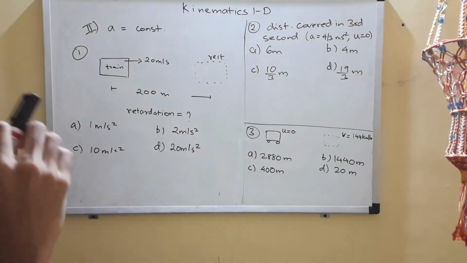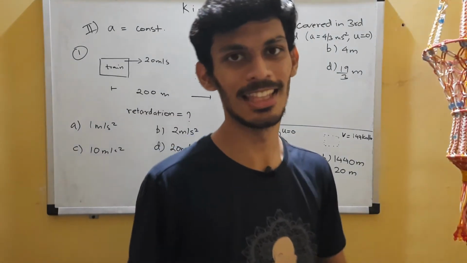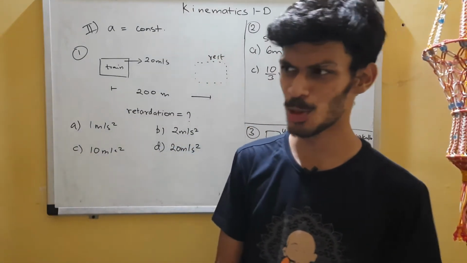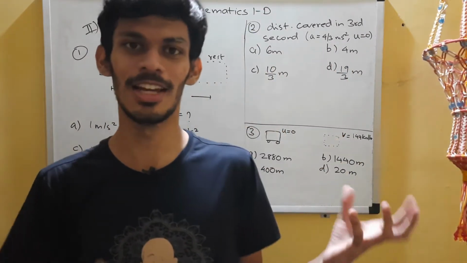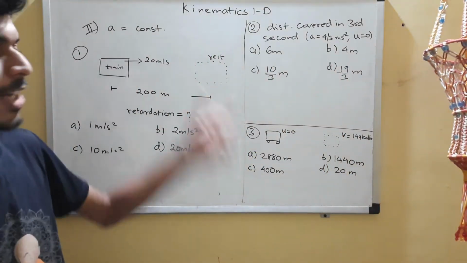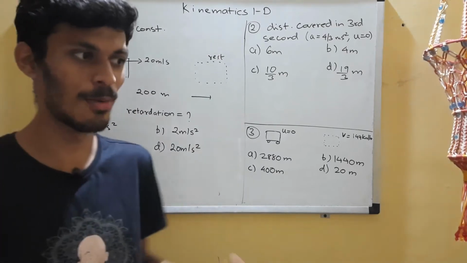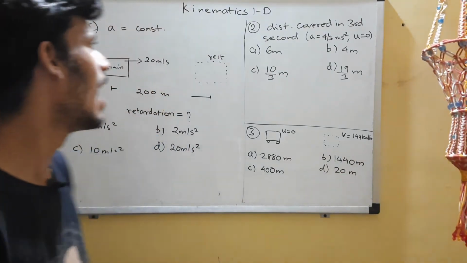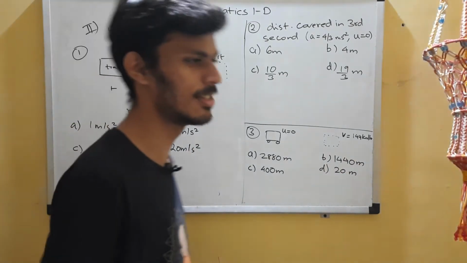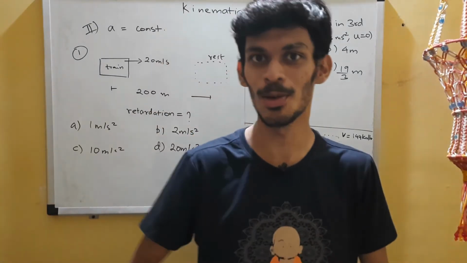So let's come to our second topic, which is nothing but uniformly accelerated motion. So this is basically a motion wherein the acceleration remains constant, right? It has a fixed value, uniformly accelerated motion. And how do you solve such type of questions? It's very simple. You just use the three equations of motion.